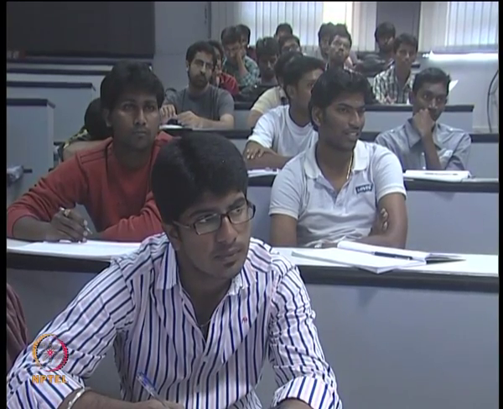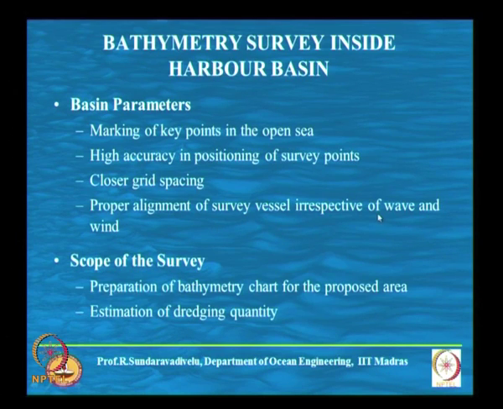50 meters is very close to the answer, but normally they have some transects every 100 meters, grid lines, and along each grid line they make very close spacings, 25 meters and things like that. It is not uniform. Uniform is also okay, you can do it. Then we use a survey vessel, and proper alignment of the survey vessel irrespective of wave and wind is important. Every 100 meters you have a grid, and the vessel has to move along those lines properly.